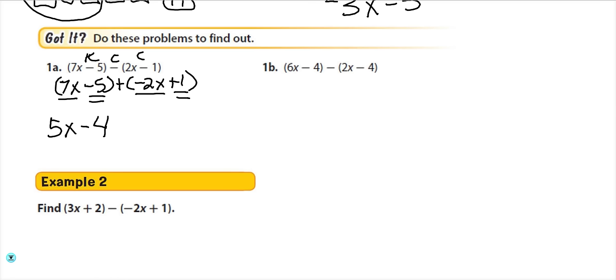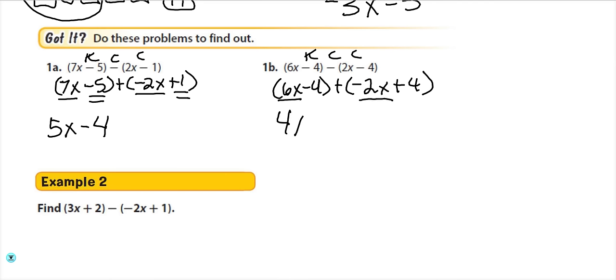Okay, let's try 1b. So we're going to keep, change. So we do 6x minus 4, change it to addition, and then it becomes negative 2x plus 4. 6 plus negative 2 makes 4x. Negative 4 plus 4 makes 0, so that one's just 4x.